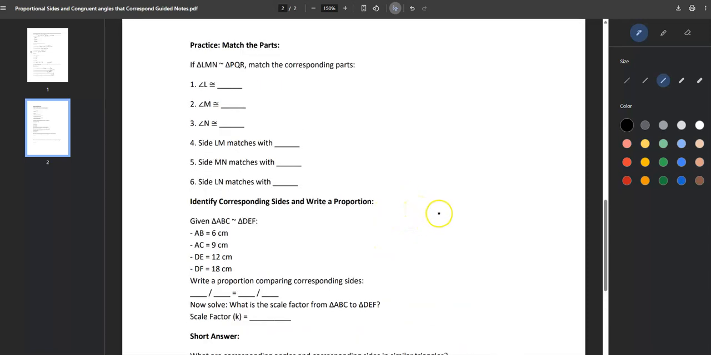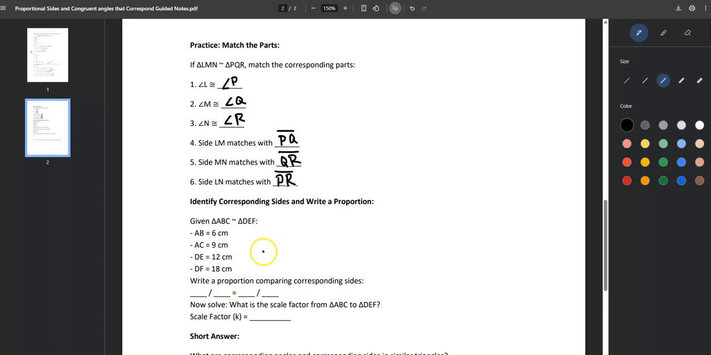All right, so we should be able to match everything that you got here. So L should go with angle P, angle M should go with angle Q, angle N should go with angle R. And then I should be able to match my corresponding sides. So LM would match with PQ. MN would go with QR. And again, it's just where they're placed. That's all we're looking at. And then LN would go with PR. Okay?